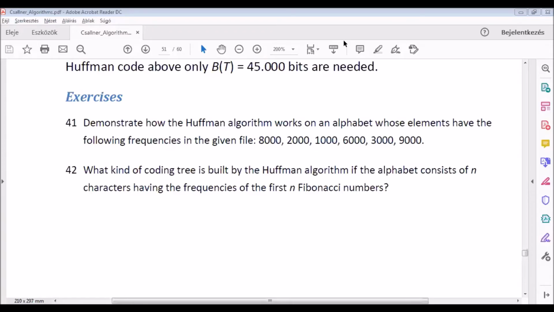I'm going to stop sharing and open a whiteboard here where we can write and draw. And remember that the Fibonacci numbers are 1, 1, 2, 3, 5, 8, 13, 21, and so on. Each Fibonacci number is the sum of the two previous Fibonacci numbers.